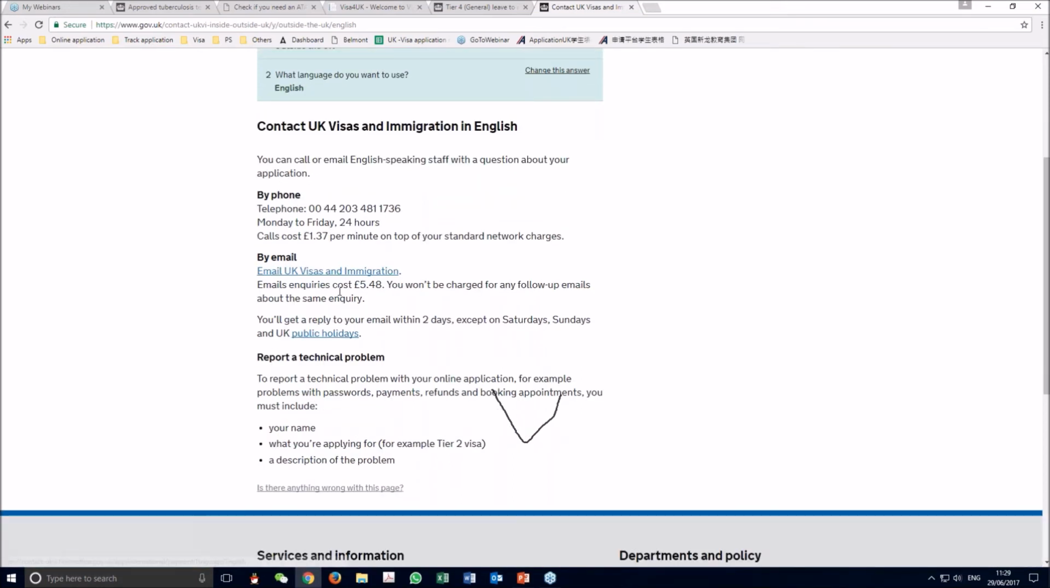And by email, also there is a cost. For them to reply to your email, but I would personally use telephone because it's quicker and more direct. I need to find out where my application is now and how can I submit the extra information.